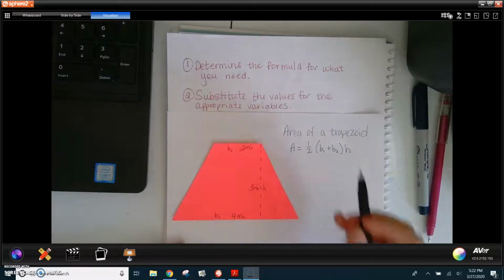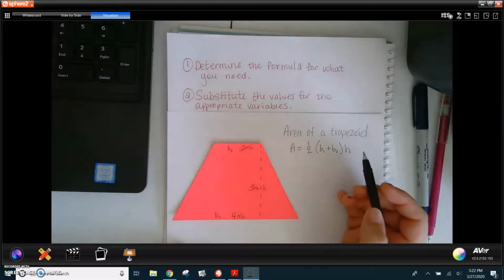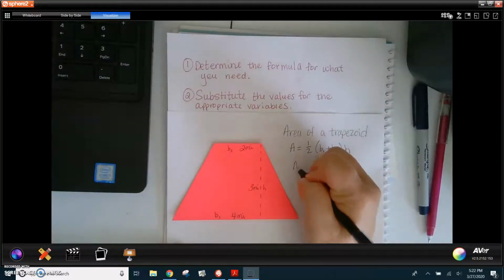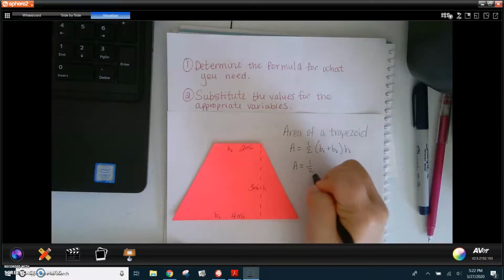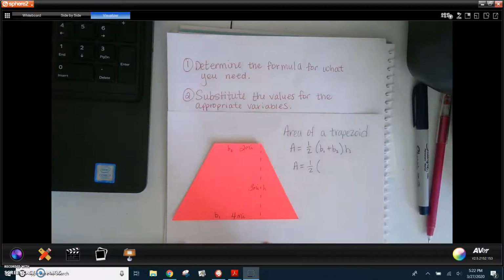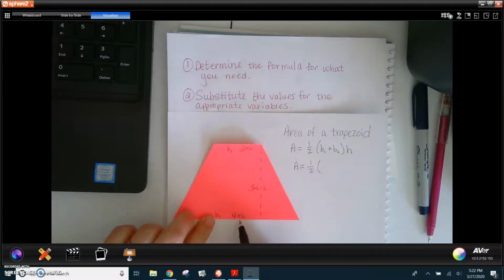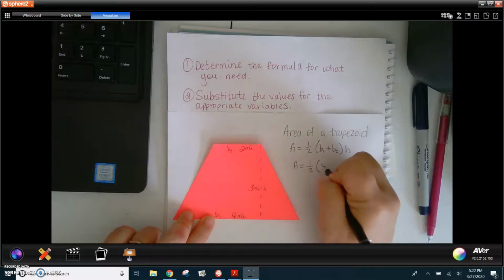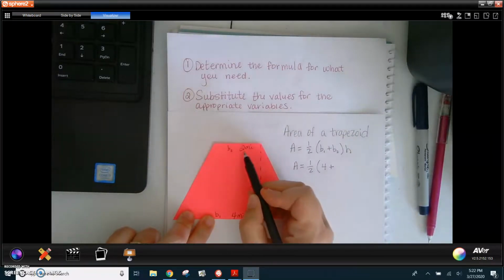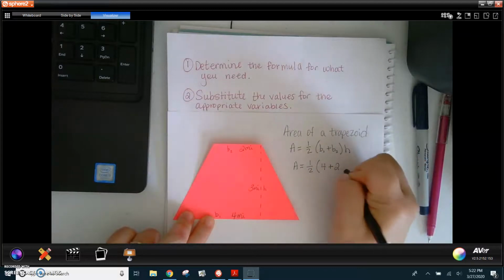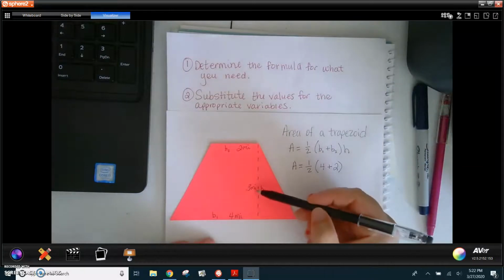Step 2, you're going to substitute the values for the appropriate variables. So far we do not know the area, so I'm going to keep that as A. We have 1/2 times the sum of base 1 and base 2, base 1 is 4, plus base 2, which is 2, times the height, which is 3.